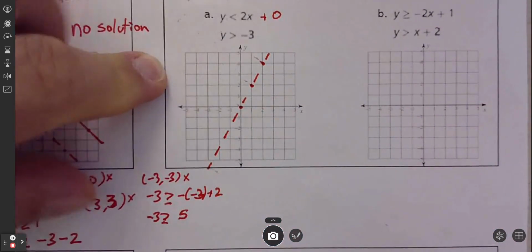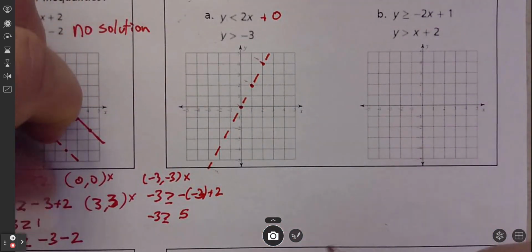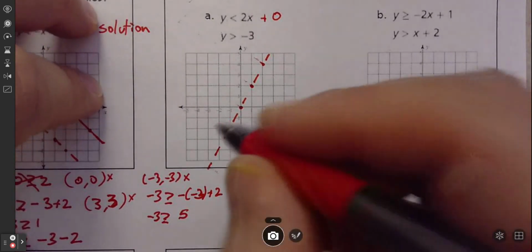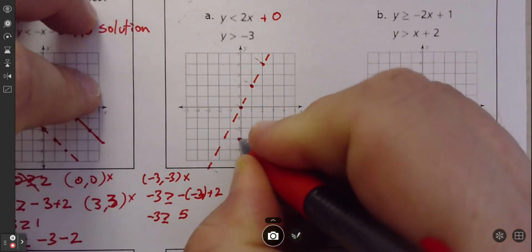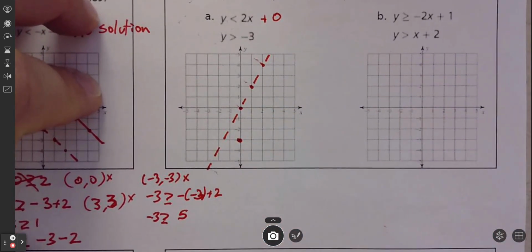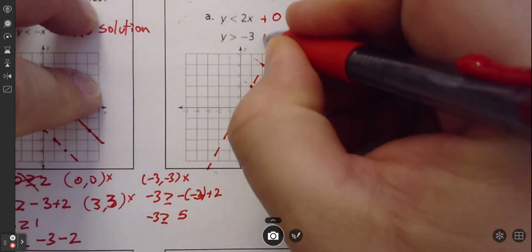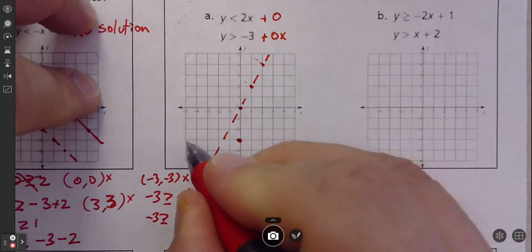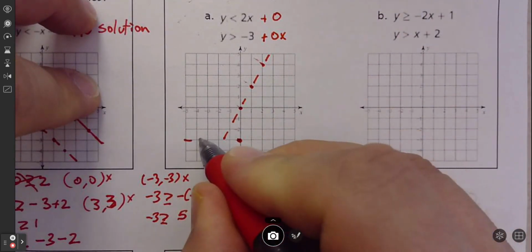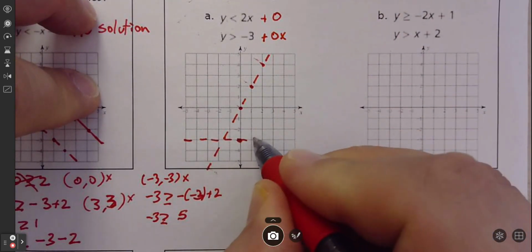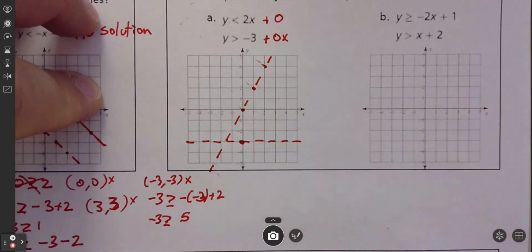The next one starts at -3, and it is a horizontal line. In theory, the slope is 0 on this. So it's this way. Dotted or solid? Dotted. So we get our 4 regions.